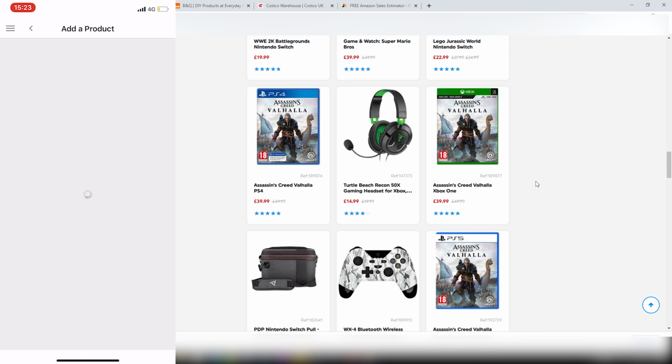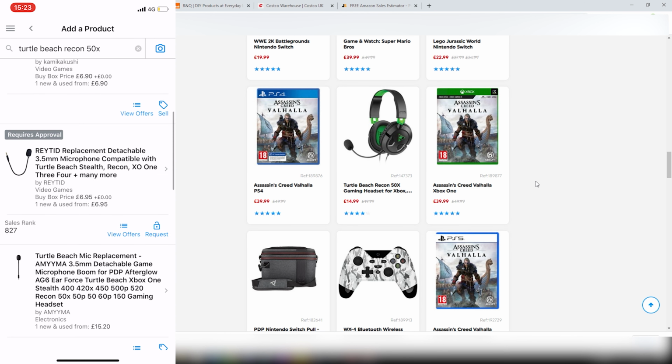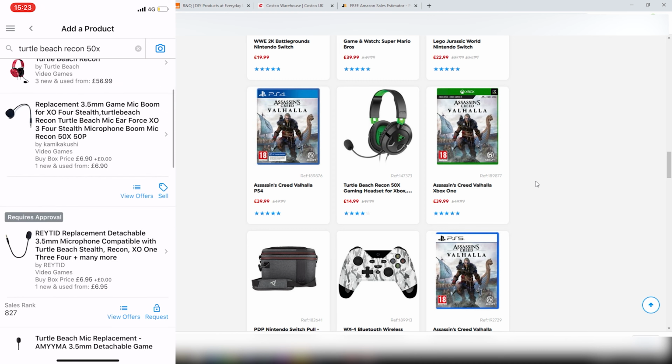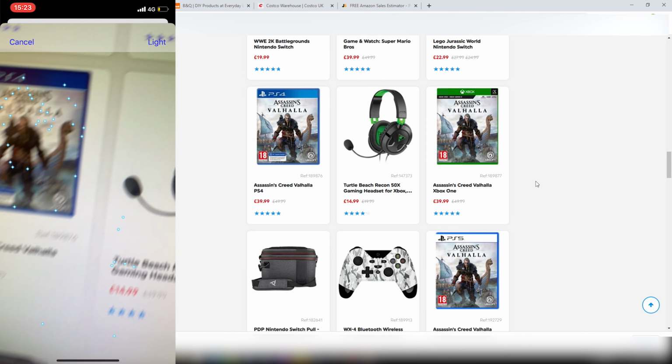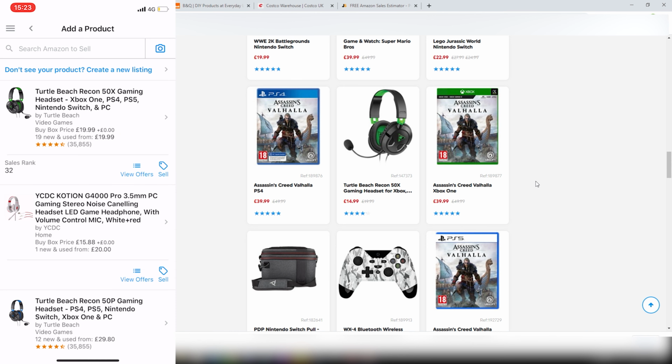So next I tried out the Tilted Beach headphones. Obviously they're a very popular brand and they look relatively cheap there on Smith's Toys. So having a quick search of the title didn't bring up the ones that I was looking for. So instead I used the alternative tool, which is the camera, which will scan the product, and if the product picture is the same, it'll bring it up, and there you can see it at the top.